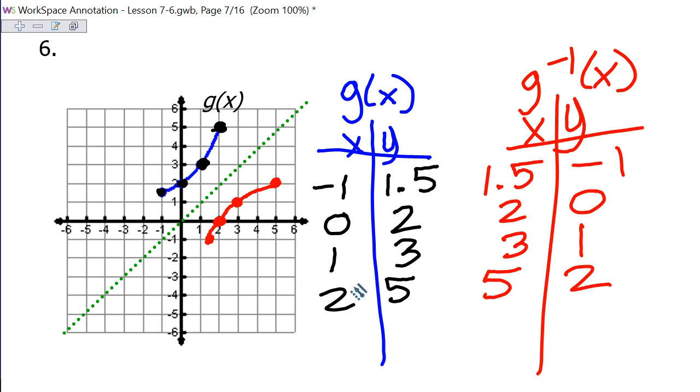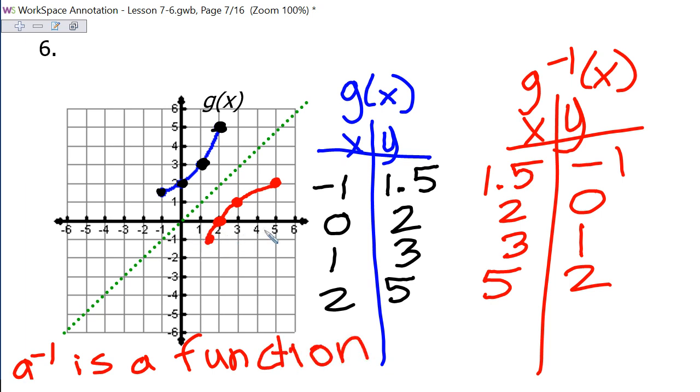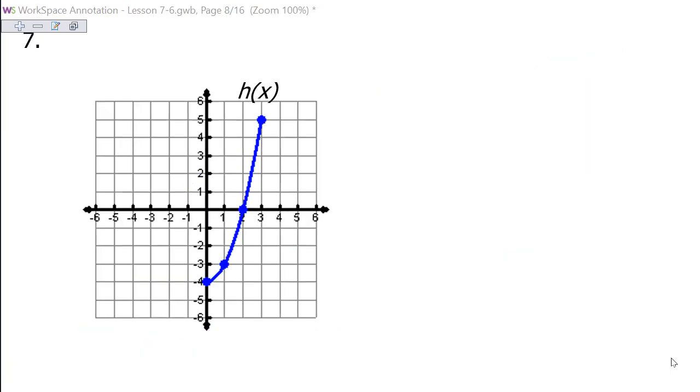And now we have to decide, is g inverse a function? If I draw a vertical line, how many times does it touch the red curve? Only one time. So is g inverse a function? Yes, so g inverse is a function. Okay, I want you to do number 7.